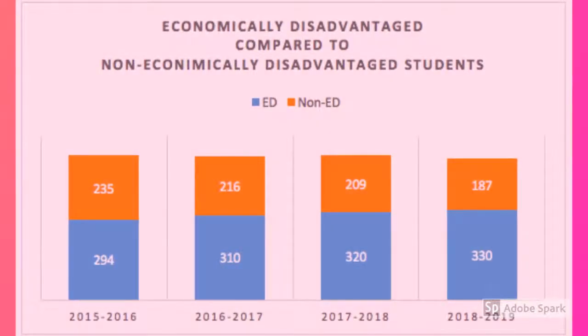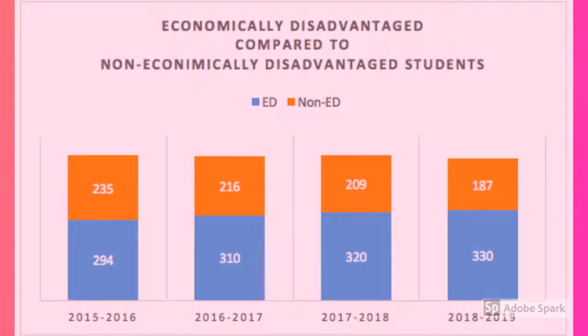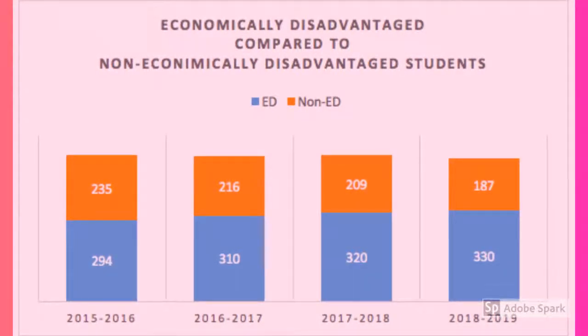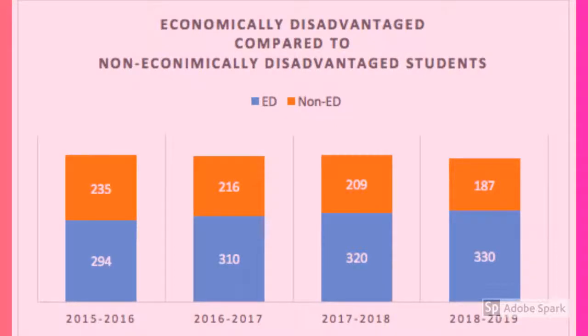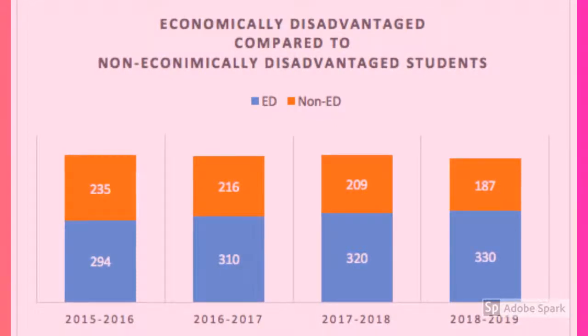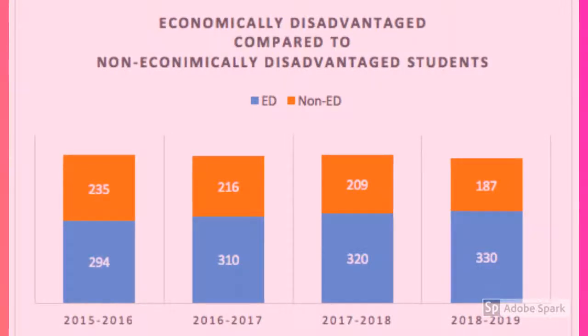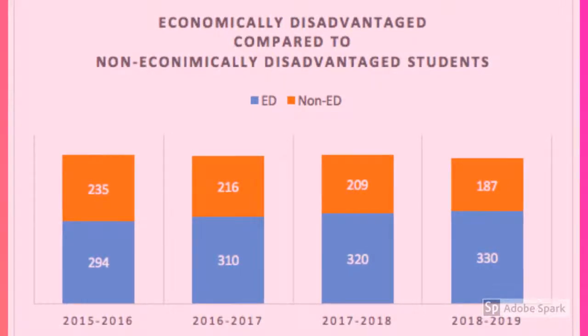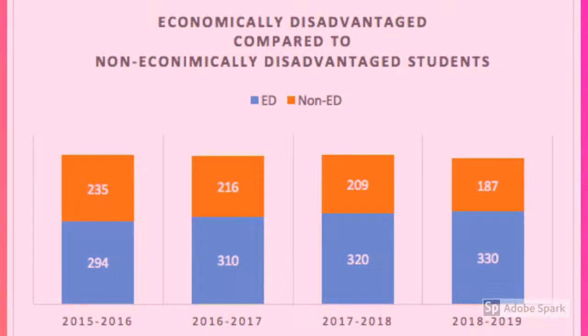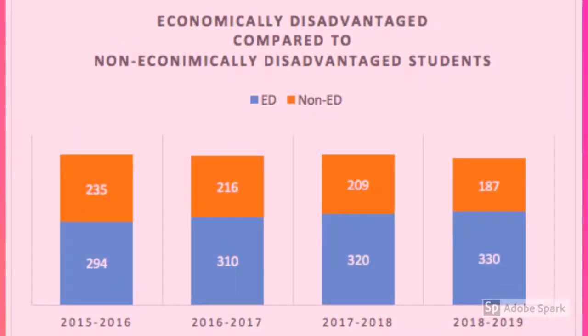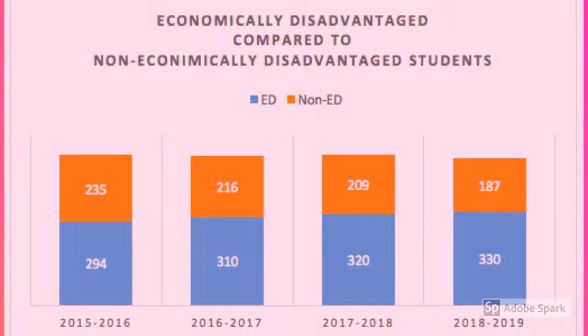Chattanooga Valley has seen an increase in the amount of economically disadvantaged students compared to non-economically disadvantaged students. In 2015-16, there were 294 students who qualified as economically disadvantaged, and this past year in 2018-19, that number jumped to 330 students. That is significant when you compare it to the 187 students who do not qualify.